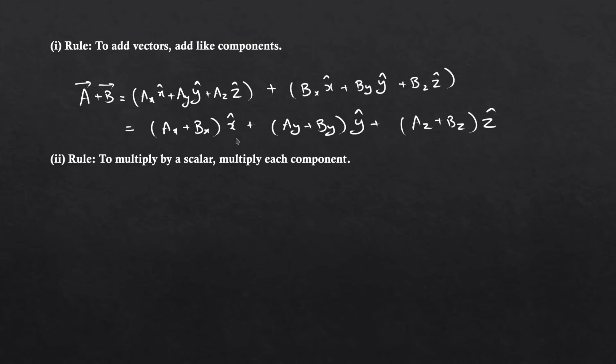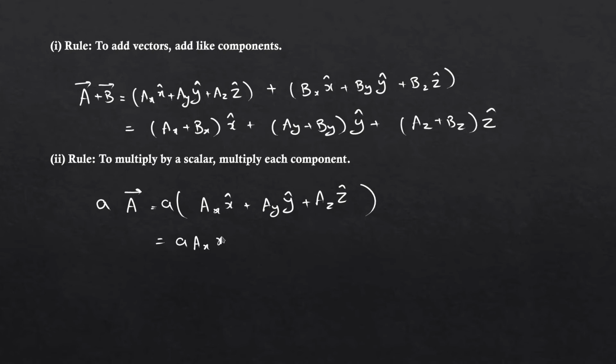The second one is if you want to multiply this vector by some scalar quantity. That is, you are given a vector A, that is ax x cap plus ay y cap plus az z cap, and if you want to multiply it with some scalar a, it will be a ax x cap plus a ay y cap plus a az z cap. That is, you can multiply that scalar with each component of that vector.